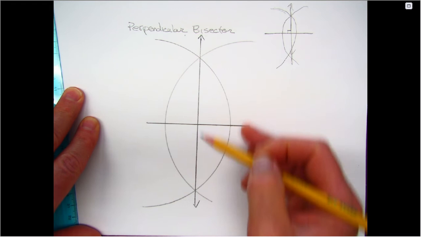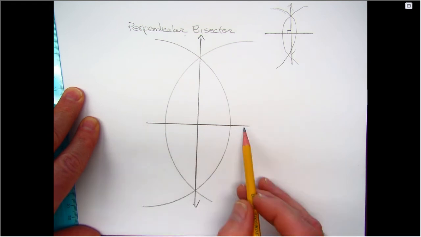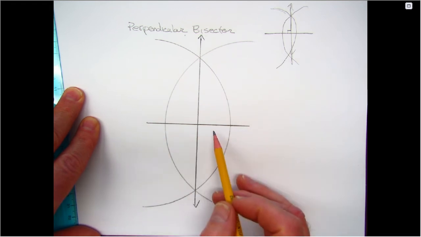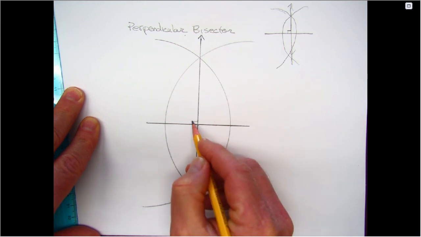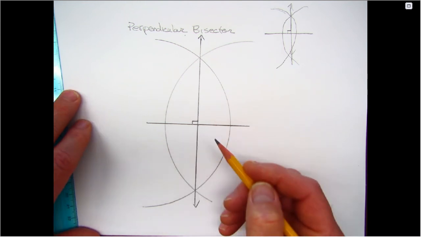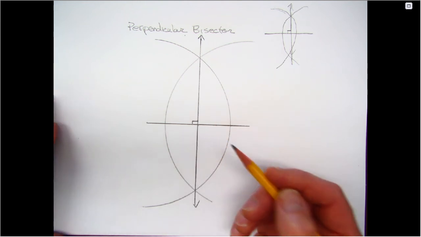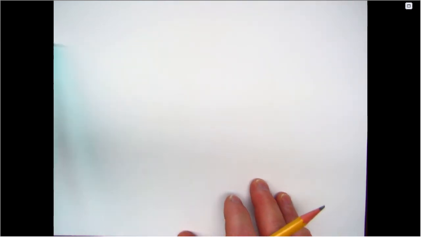And so this line has cut this segment exactly in half, so that this is the midpoint. And it does it at right angles. So that's a perpendicular bisector. The next one we're going to do is we will do an angle bisector.